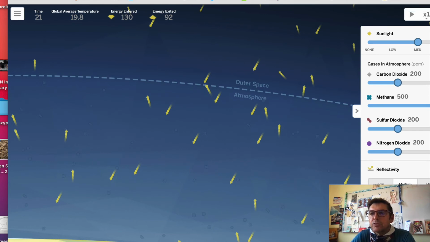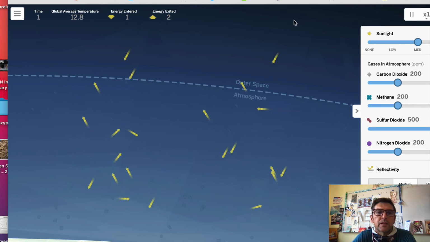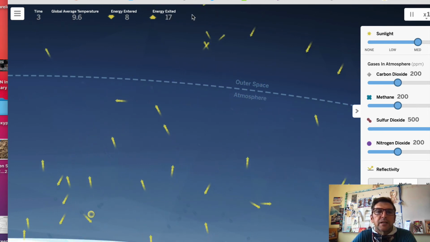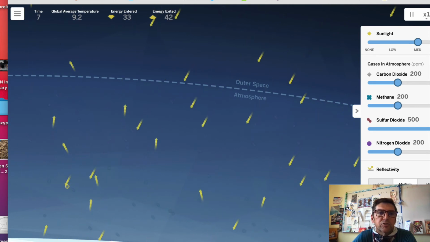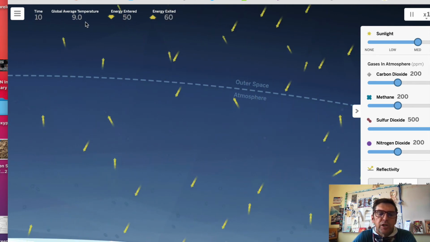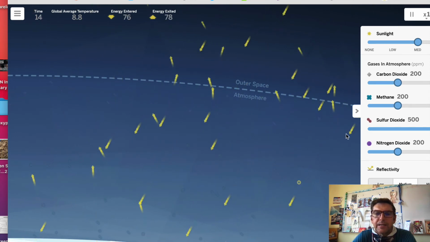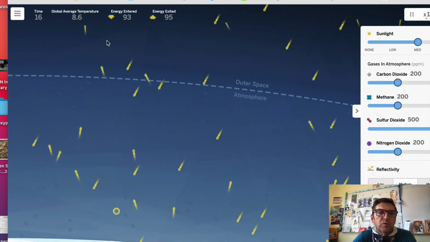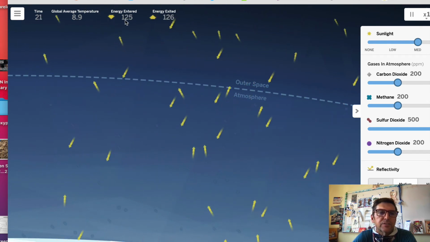All right, we're back. Let's reset it. Let's do sulfur dioxide. Ready? Max it out. Check your zeros. 0.14. Everything's the same. Bam. Oh, look at this. Exiting is now more than entering. Look at the ice. Is growing fast. Look at the temp going down. So sulfur dioxide, the more of that in the atmosphere, temps go down because energy's exiting faster than entering.